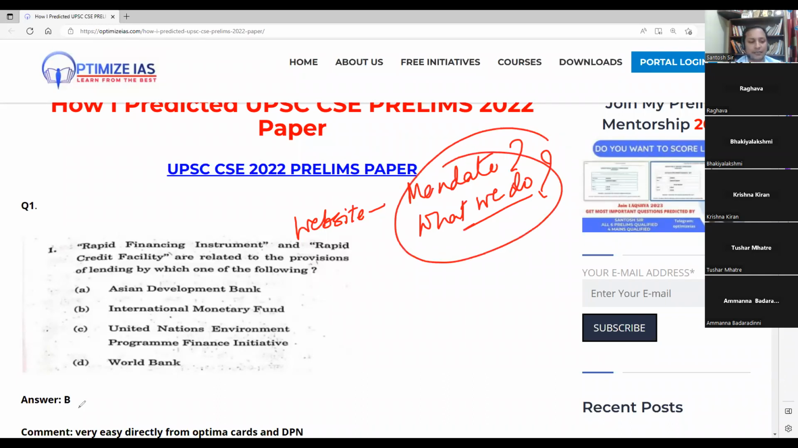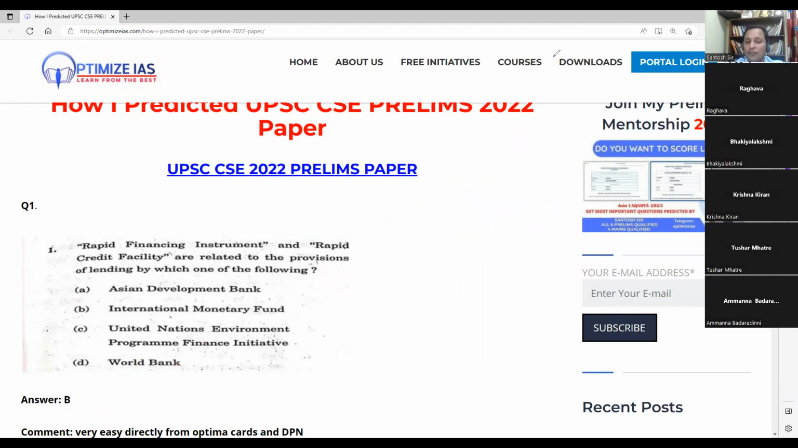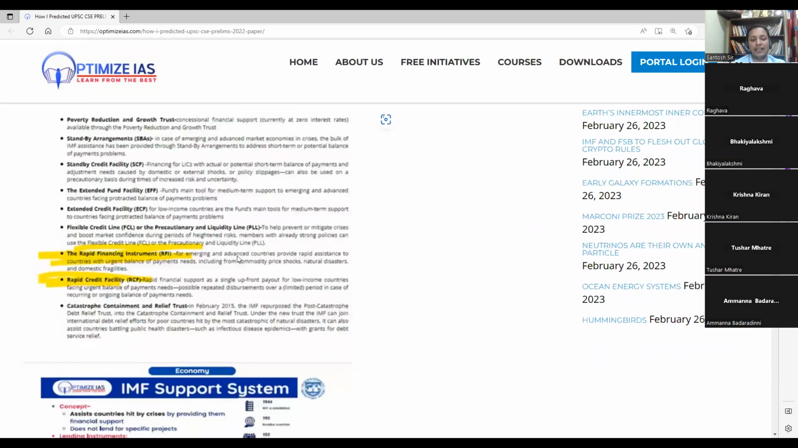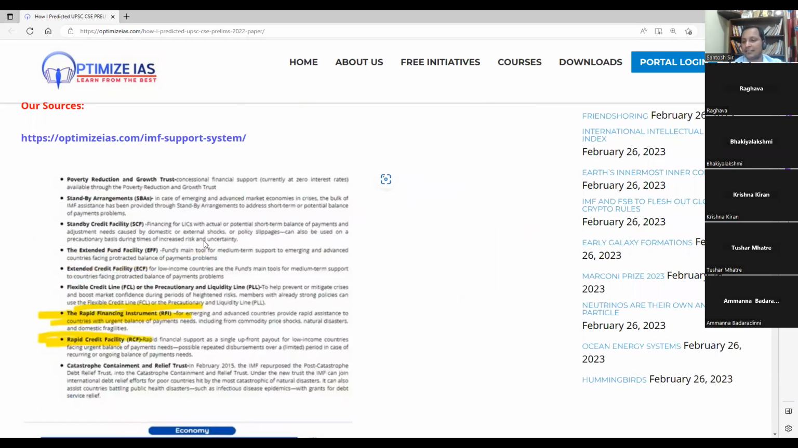I also took this from last year when I was preparing the DPN. I went to the IMF website, and from the IMF website I took this list. These facilities were given. Is this clear, guys? Is the first question clear or not?